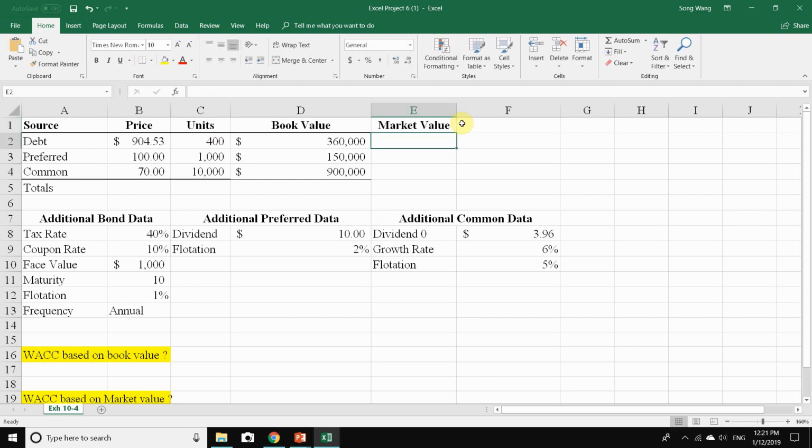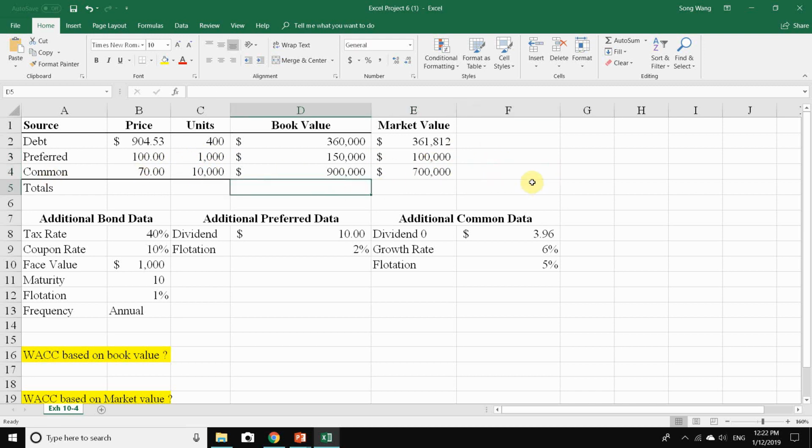All right, and you know that the market value is the price in the open market times the units outstanding. So you have 400 bonds being issued, and each bond is $904. So that's your total market value for the bonds. So let me just change to dollar format, and then I can just drag it all the way down. All right, you see this 100,000 comes from $100 per preferred stock in the financial market times 1,000 units. And this 700,000 is the market value for common stock.